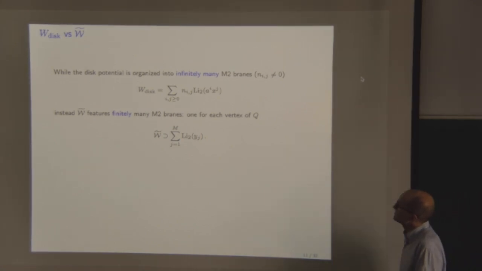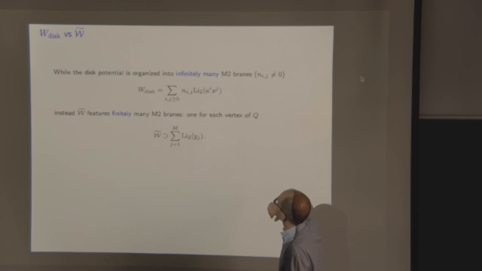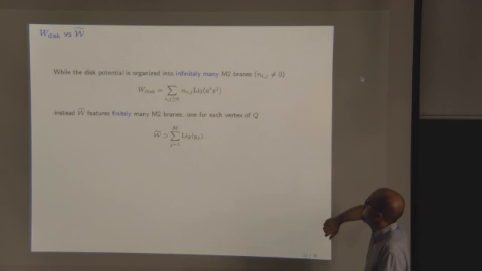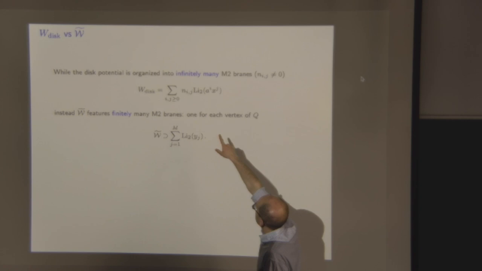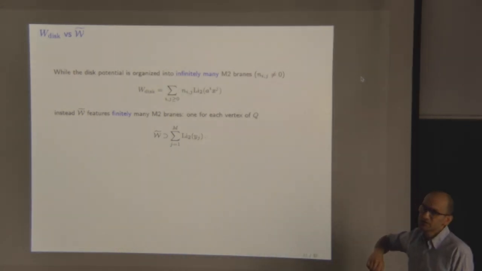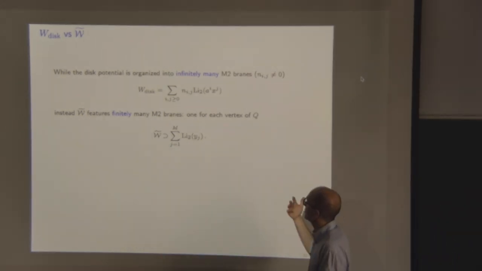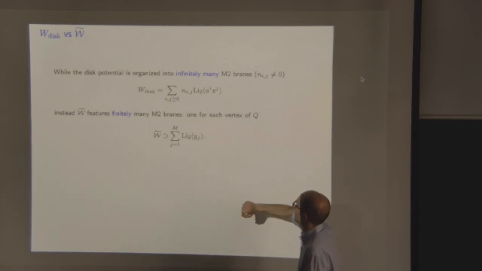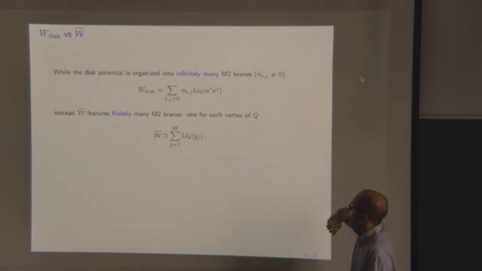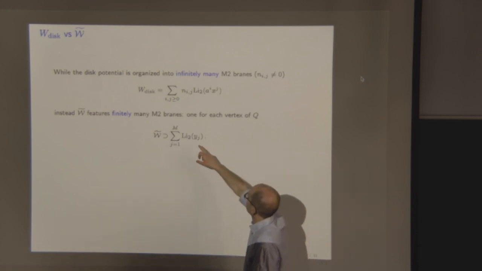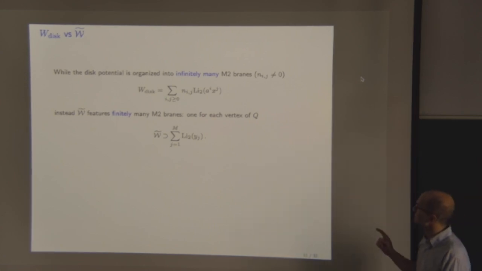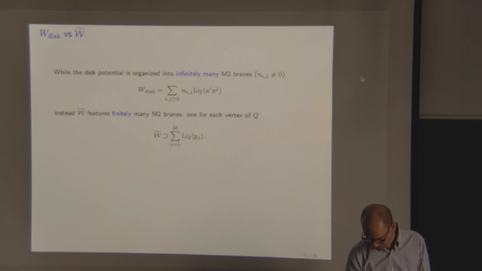Now, I told you that the disk potential was organized by some integral structure encoded by certain integers, Nij. But in the case of the disk potential, we have infinitely many integers, and they do not have an apparent structure. In contrast, W tilde has finitely many dilogarithms. So we can think of these as M2 branes, just like we did for the disk potential. And the integers in front of these are all 1. So there's finitely many, and they're all 1. There's 1 for each vertex of the quiver.